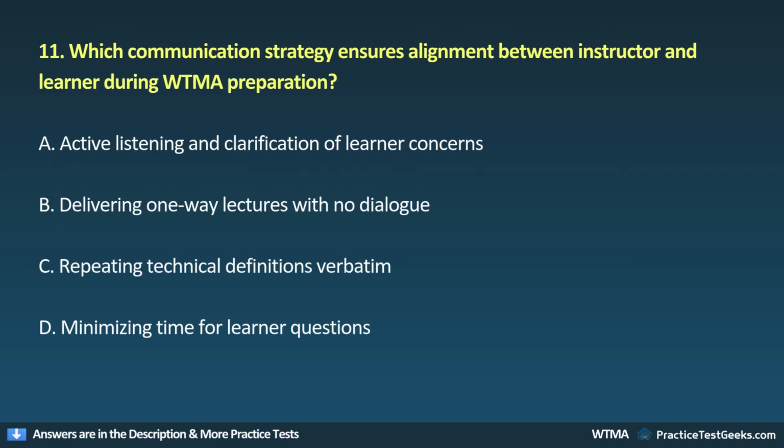11. Which communication strategy ensures alignment between instructor and learner during WTMA preparation? A. Active listening and clarification of learner concerns. B. Delivering one-way lectures with no dialogue. C. Repeating technical definitions verbatim. D. Minimizing time for learner questions.